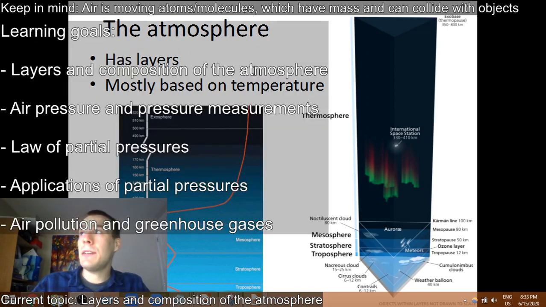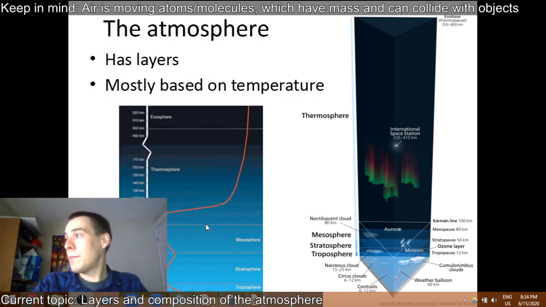Here's what we're covering today. We're going to start with just layers and composition of the atmosphere, some knowledge stuff, then air pressure, what it is and how we measure air pressure, and we're going to finish with the law of partial pressures on air pressure. Then we'll talk about applications. So first, applications of partial pressures, of air pressures, and then we'll talk about air pollution and greenhouse gases because that's part of the curriculum. And we'll just get right into it.